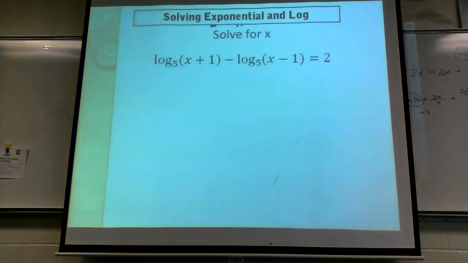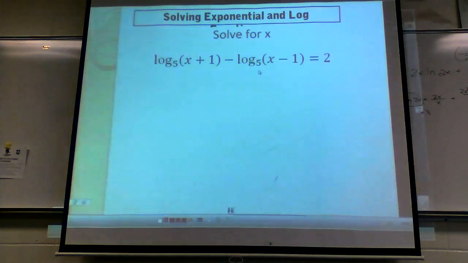All right, this is the next one. Wait, hold on. Here's the thing: this one is no longer an exponential one. This is your log equation. With the logs, that means you're using the log rules to condense it down, and then write it in exponential form, like you would have done on the warm-up in the homework yesterday.